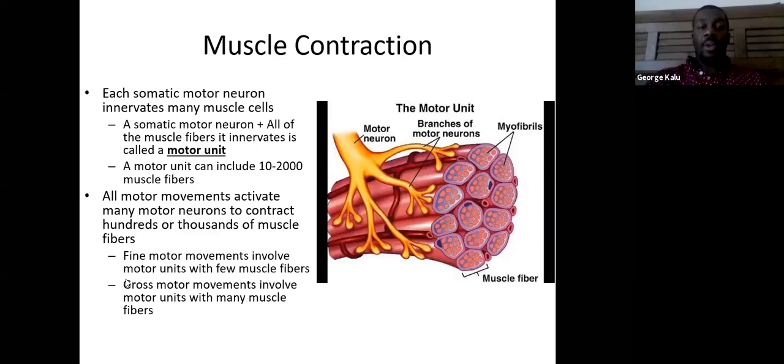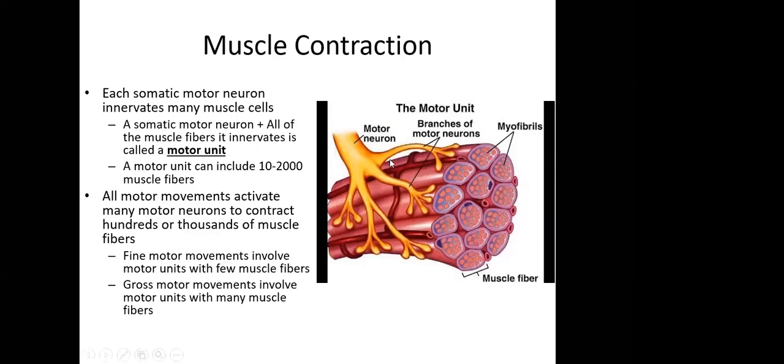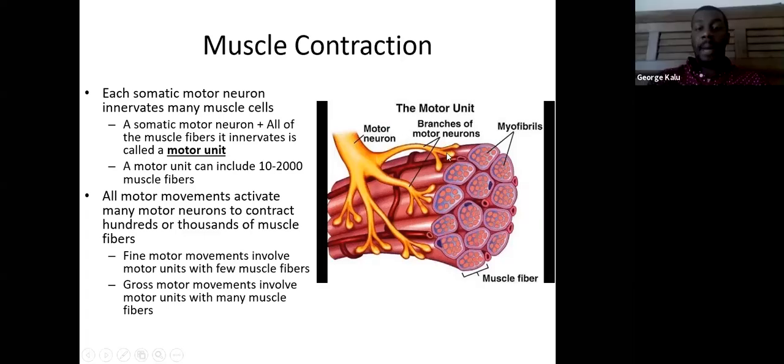Now, in order to create a muscle contraction, we need a somatic motor neuron. That somatic motor neuron is going to innervate multiple muscle fibers or muscle cells. So here we have one motor neuron, here we have a muscle fiber, here's another muscle fiber, here's another one. As we can see, this one motor neuron is going to be able to innervate and stimulate multiple muscle fibers in this bundle here. When we look at a somatic motor neuron and all the muscle fibers it innervates, we call that a motor unit.